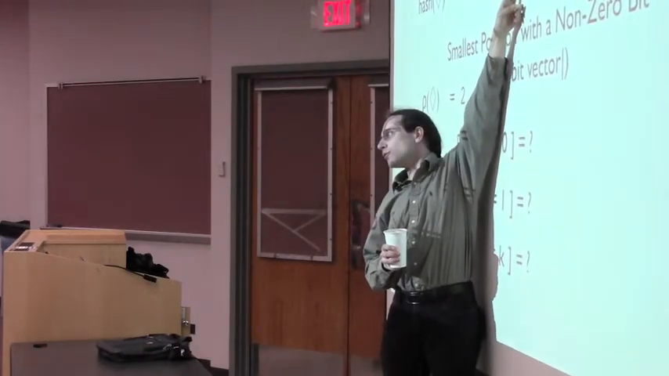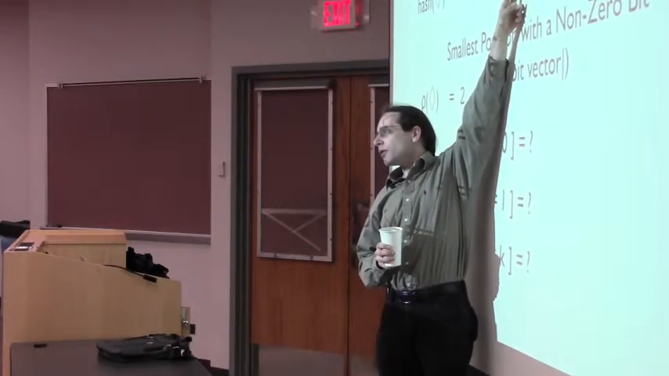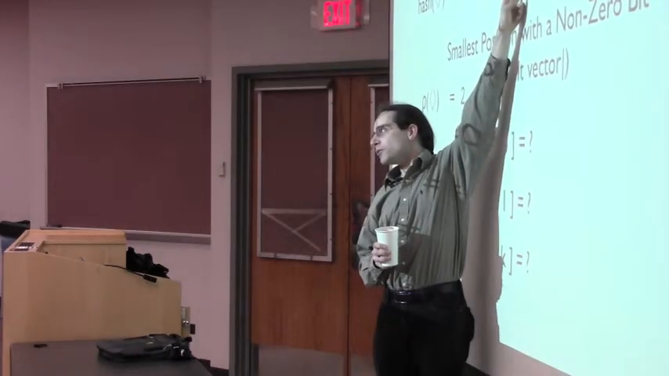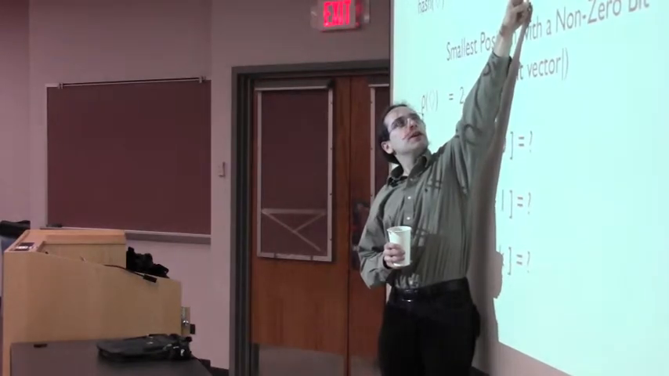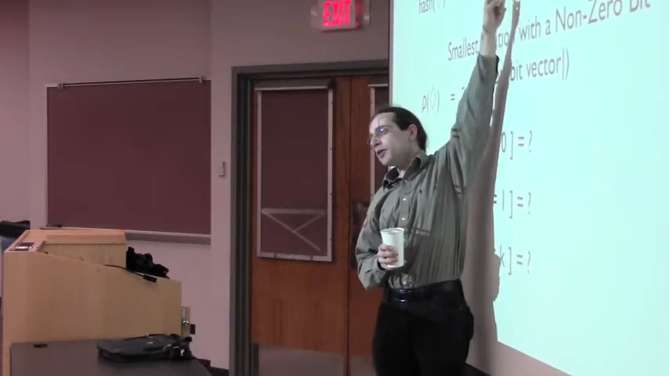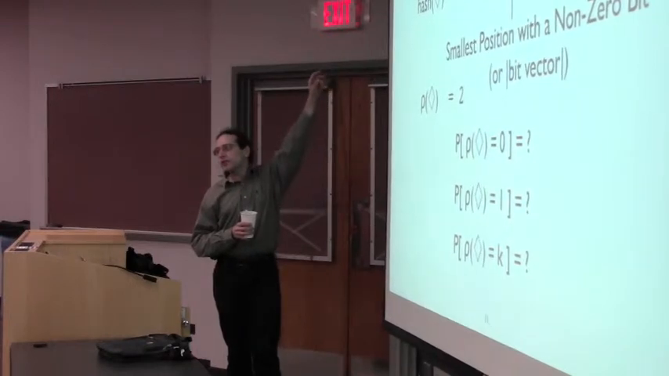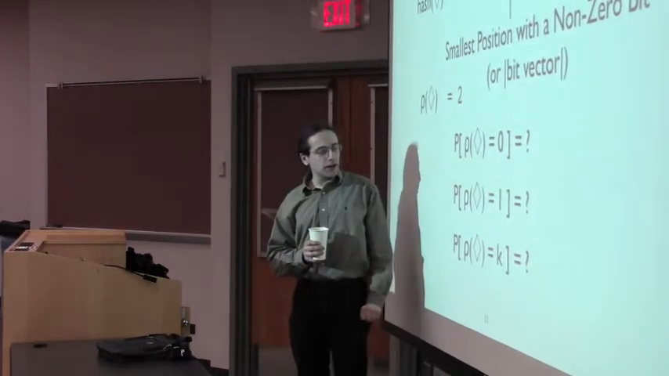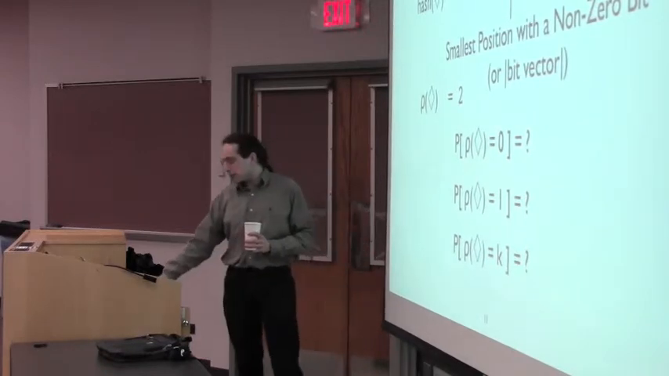What's the probability that the function will be one? What happens if it's one and one? One by four, okay. So it has a 1/2 probability of being zero, 1/4 probability of being one, and in general, two to the power k, good. So in general, the probability that rho will have a value of k is 1 over 2 to the k.